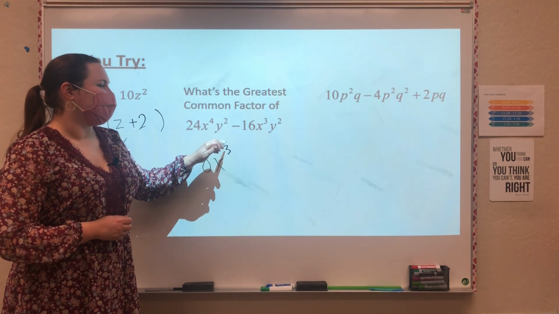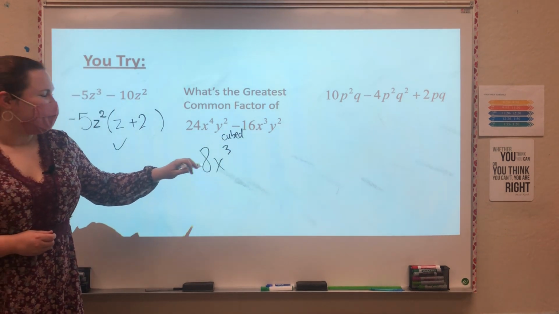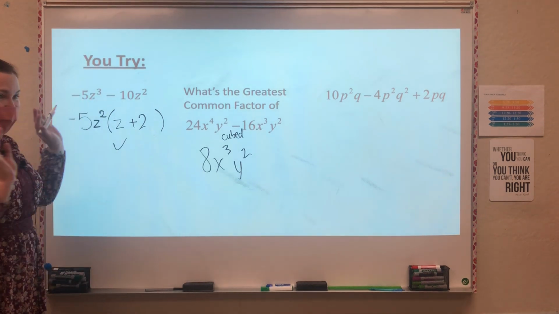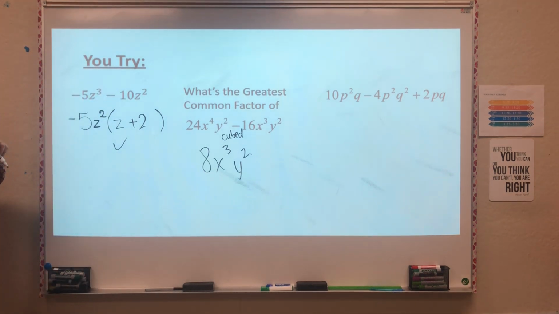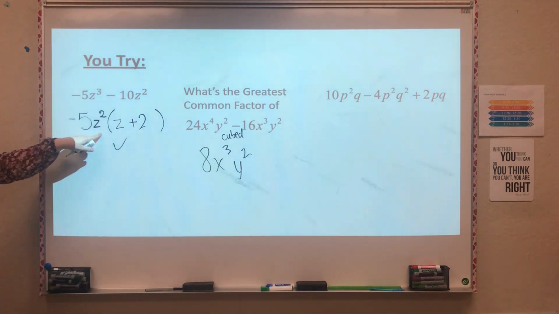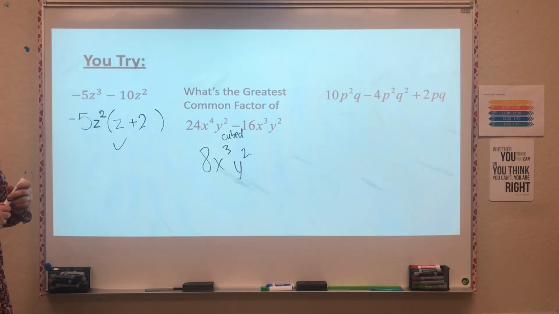X cubed, and then y squared. Great. You did an excellent job if that's all you wrote. If I'm asking you to factor something, that's when you're doing all of this. If I'm just asking for the GCF, the greatest common factor, that's just what goes in front, which for this problem would be this. And then you've got that last one correct.